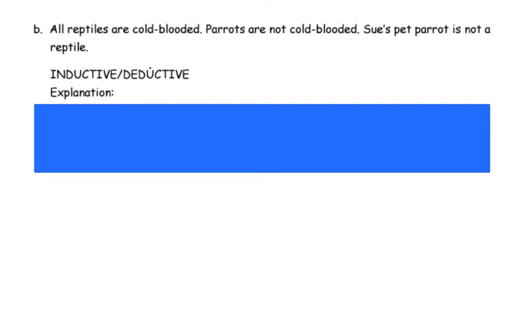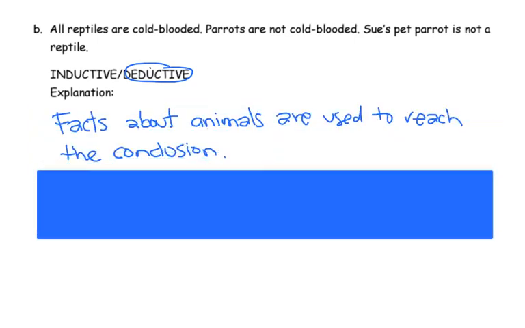All right. All reptiles are cold-blooded. Parrots are not cold-blooded. Sue's pet parrot is not a reptile. Inductive or deductive reasoning? This is going to go towards the deductive side. The reason why it's deductive is that facts about animals are used to reach the conclusion. It is a fact that reptiles are cold-blooded. It is a fact that parrots are not cold-blooded, so therefore, Sue's pet parrot is not a reptile. Facts. Deductive.